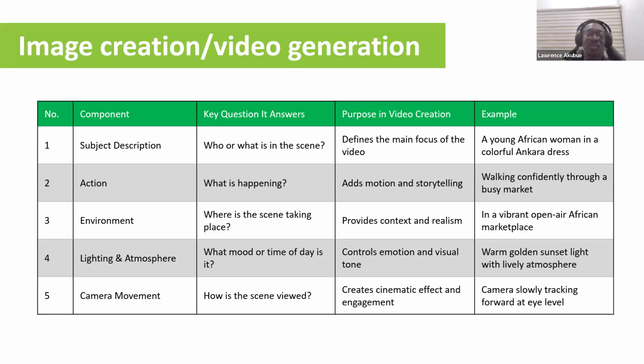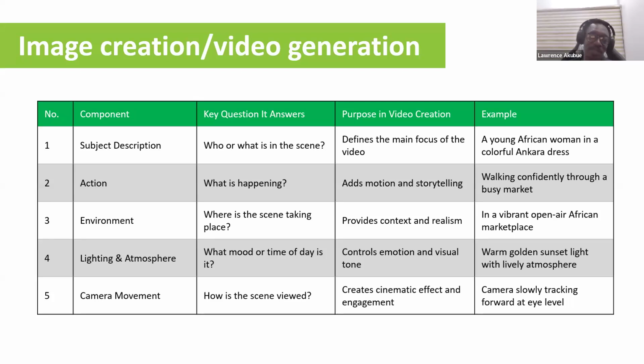Okay. So when you look at all these five things, I talked about lighting. Sorry, I didn't mention number four, lighting and atmosphere. The mood or time of the day, right? Is it at night? Because you can be walking through this market in the morning, in the afternoon, or at night. So you could see that just describing the time of the day and everything, controls emotion and visual tone. Something like warm, golden sunset light with a lively atmosphere.